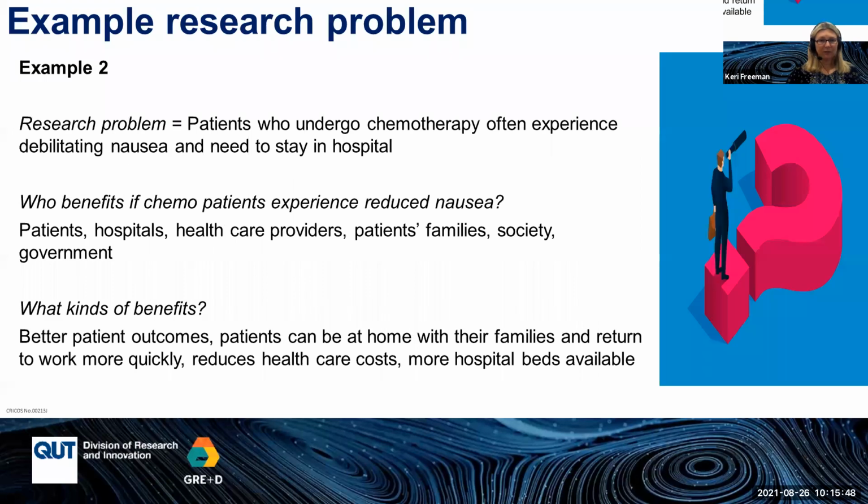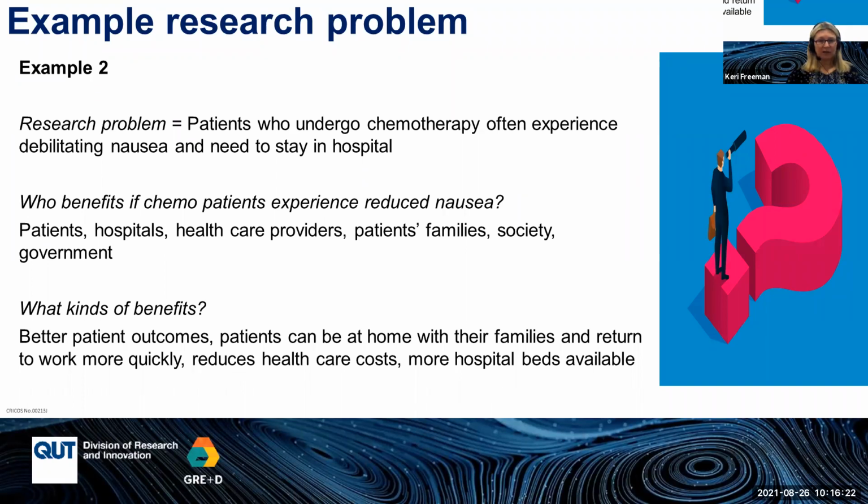Here's another example. Another research problem might be patients who undergo chemotherapy. They often have really debilitating nausea and may need to stay in hospital rather than being able to go home because they're feeling so unwell. So who would benefit if we were able to start to solve this problem? Well, of course, it would be patients, hospitals, the healthcare providers and staff, the patients' families, and again, society and government. So going wider and wider, aren't we?